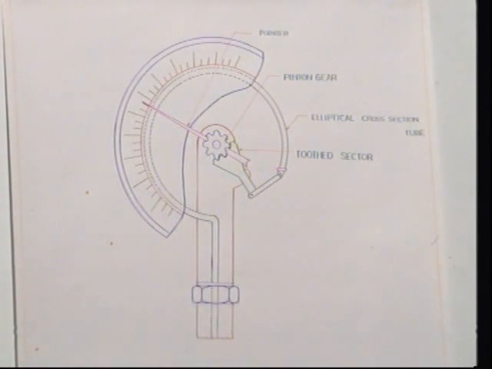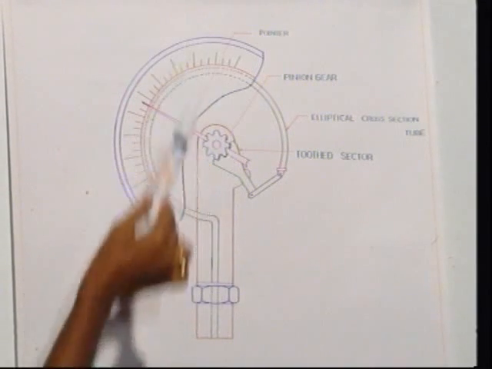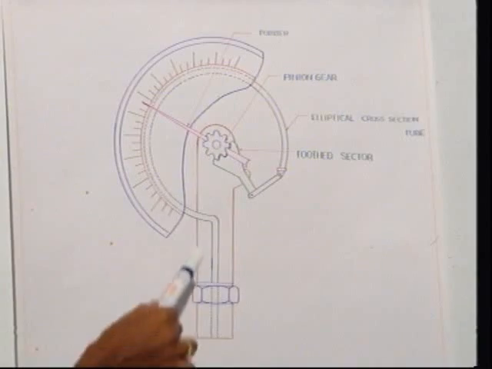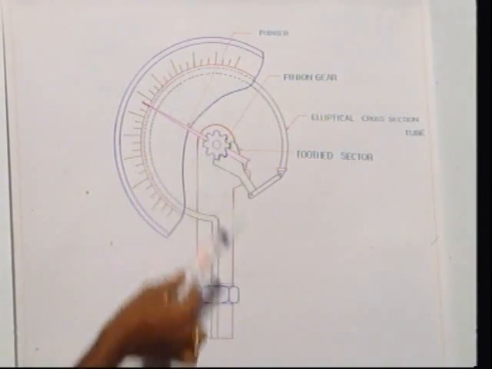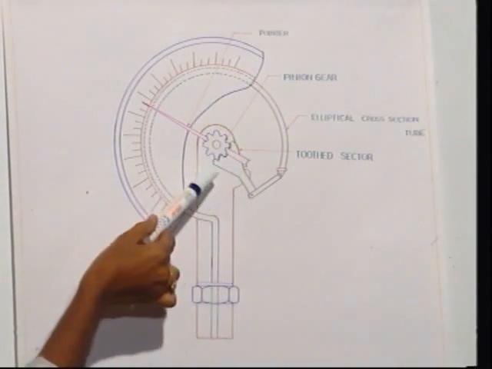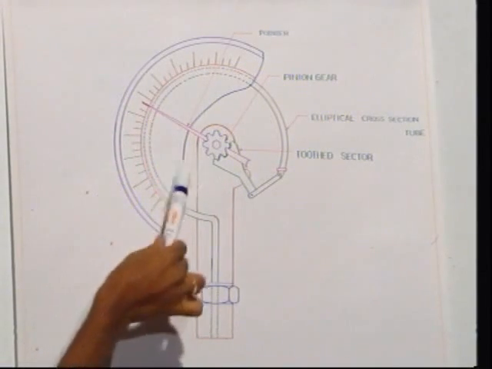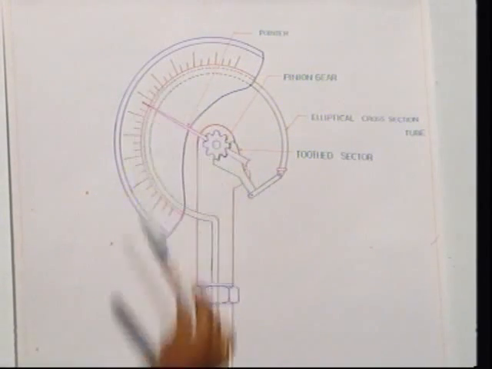This elliptical cross section tube is fixed to the point where we want to measure the pressure. Since the cross section of this tube is elliptical, when it is subjected to fluid pressure, it tries to change its cross section from elliptical to circular. During this change, the length of the tube will change, which will be communicated to this toothed sector, and the magnified view will be shown by the movement of the dial.